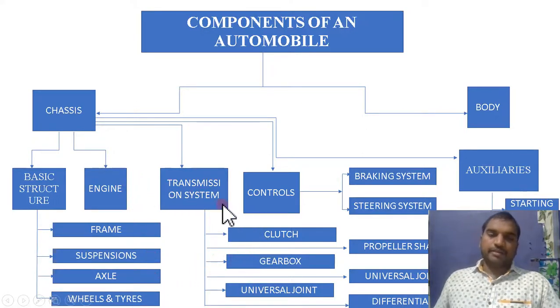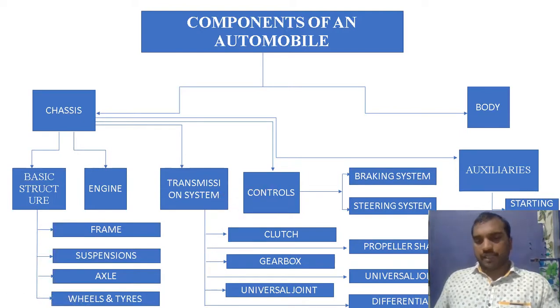Right. Coming to the next system of the chassis. The next system of the chassis is controls. Right. So controls, again, is a combination of two systems. One is the braking system, another one is the steering system. Right. So what is the function of a braking system? To stop or slow down the vehicle within a fraction of seconds. Right. So that is the function of a braking system.